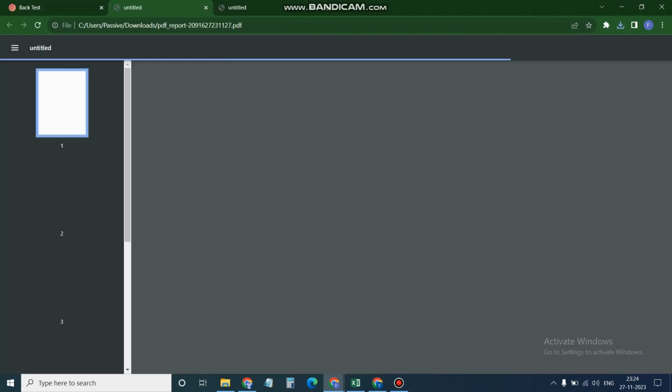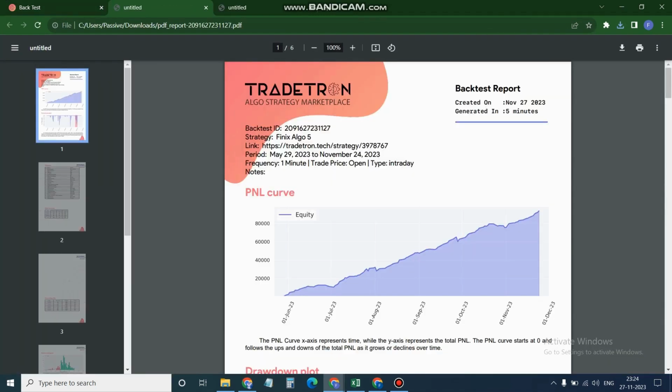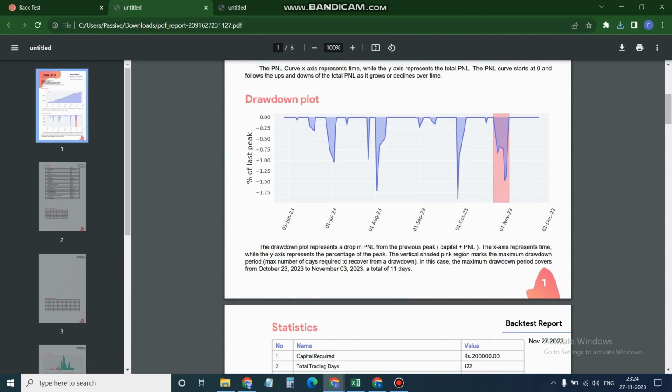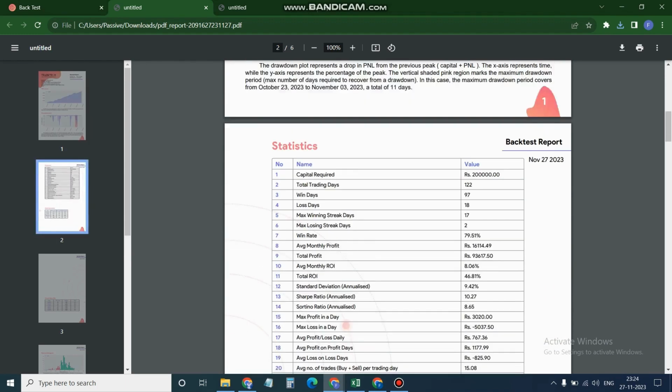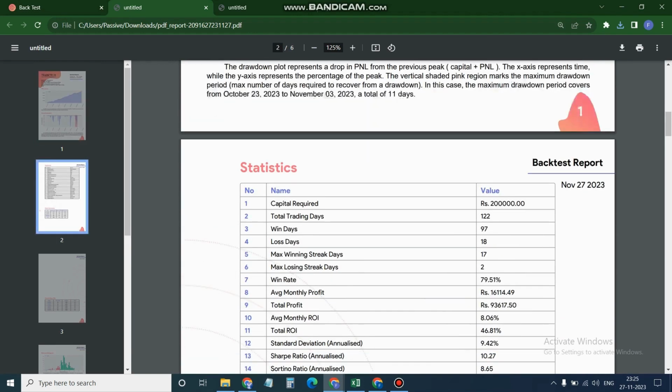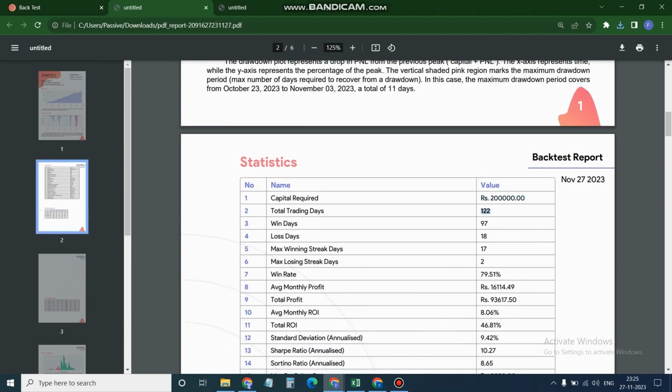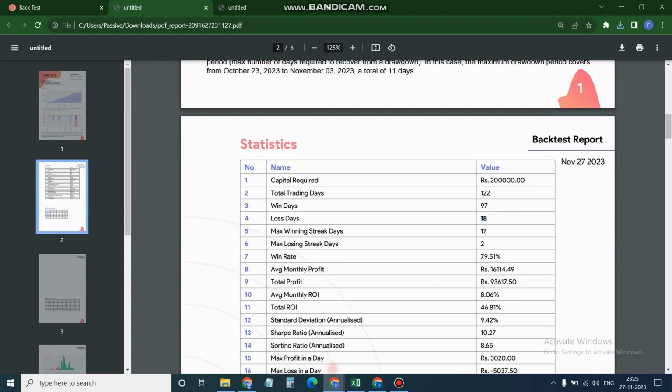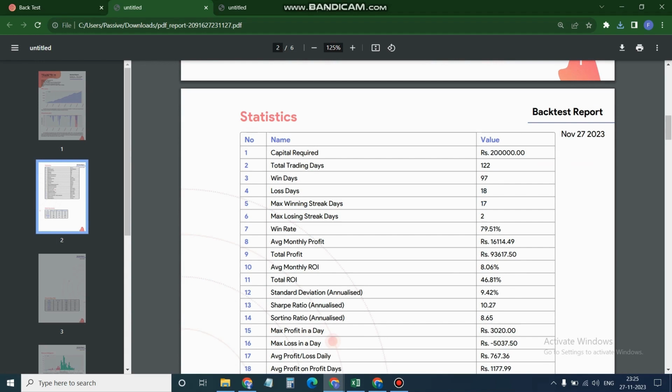Open the stats. Okay, so in this you can see there are no losses, which means drawdown after the profit. If you go for the downside, the maximum loss we can see is minus 1.75. Okay, let me zoom in. So 2 lakh capital required, 122 trading days, it is for the last 6 months. 97 profit days and 18 loss days. Maximum continuous winning days 17, maximum continuous loss 2 days, and win rate is 79.51%.